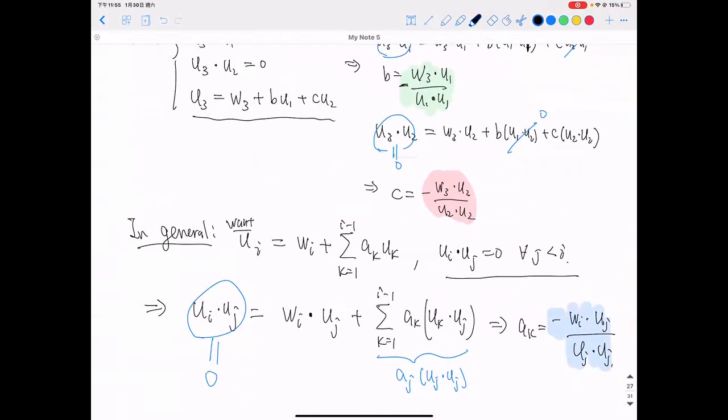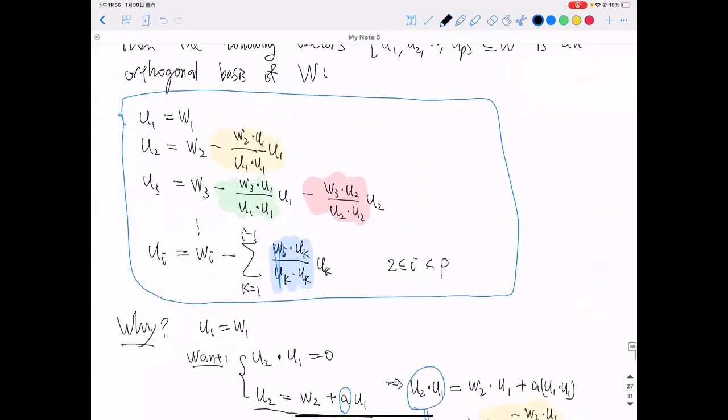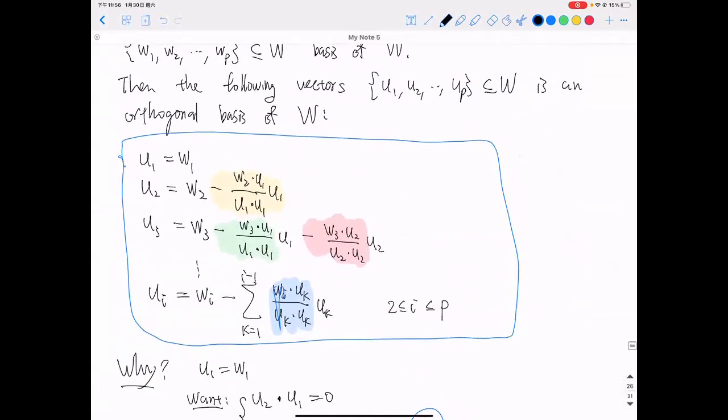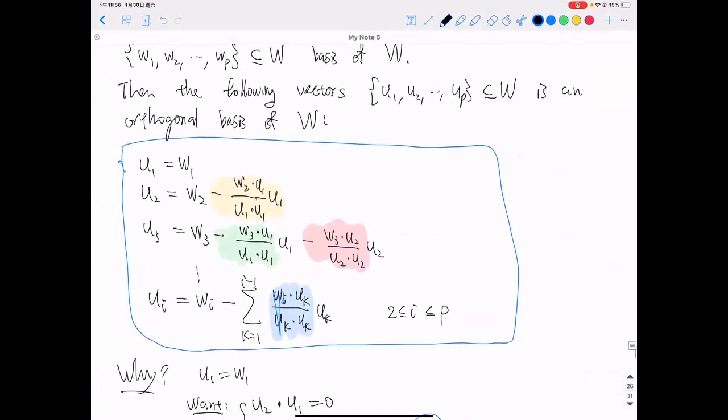So good. And you see that this inductive construction produces vectors at each step being perpendicular to the previous vectors. So therefore you get an orthogonal set, and it has the right number, so it's an orthogonal basis.